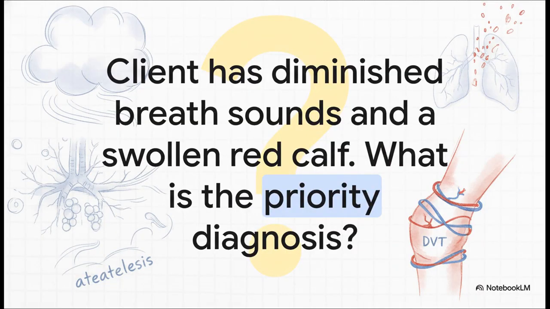So here it is. You've got two big problems staring you in the face. You have a brewing respiratory issue, probably some atelectasis, but you also have the classic signs of a DVT in their calf. You have to decide which one is the ticking time bomb, which problem poses the greatest, most immediate threat to your patient's life. That right there is clinical judgment.